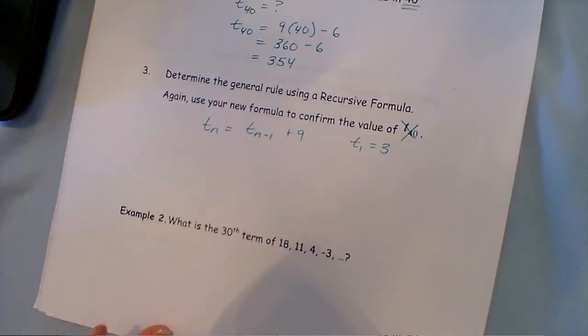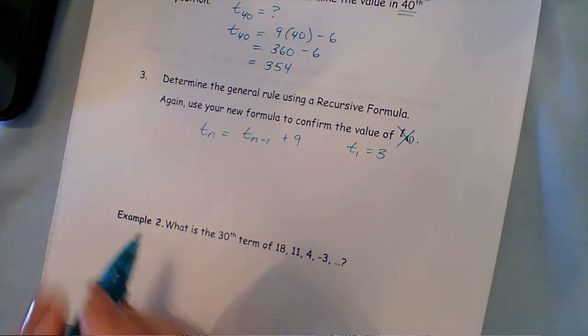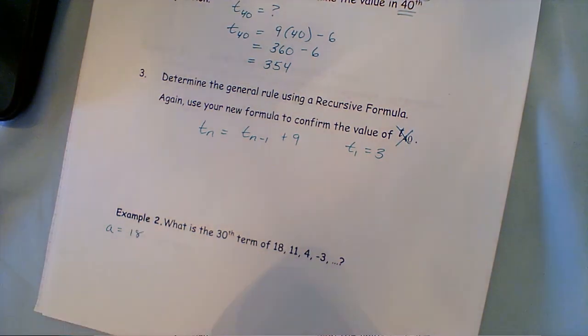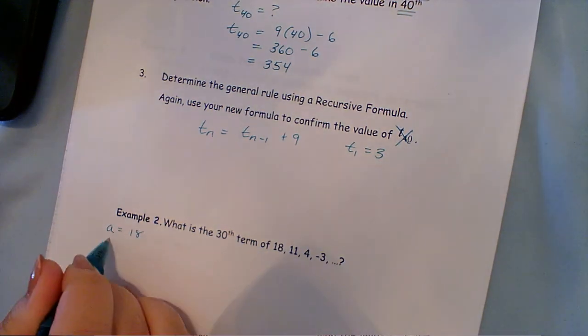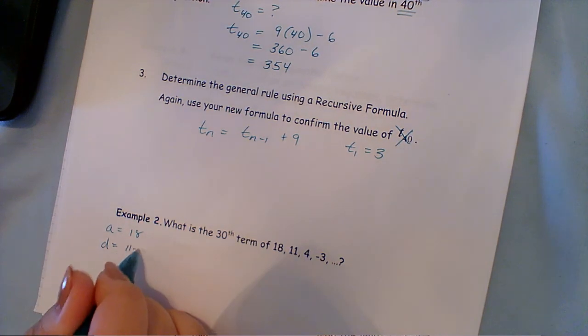So let's now look at another sequence, 18, 11, 4, negative 3, just to show you that the common difference isn't always positive. Numbers aren't always going up, right? They could be going down. But we do the same thing. A equals 18. So your first value is 18. Common difference, if there is one, 11 minus 18, right?